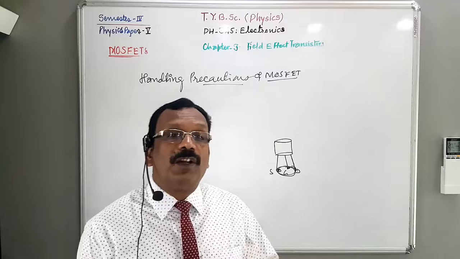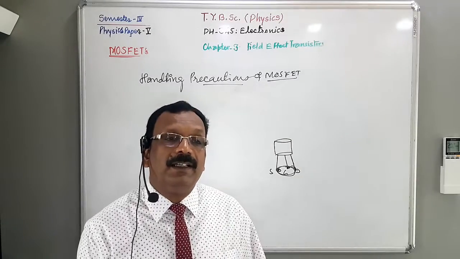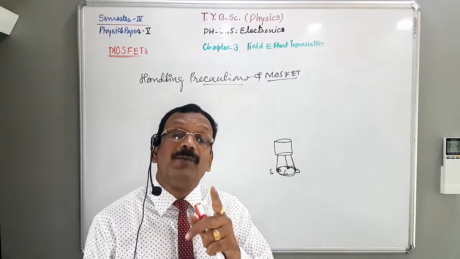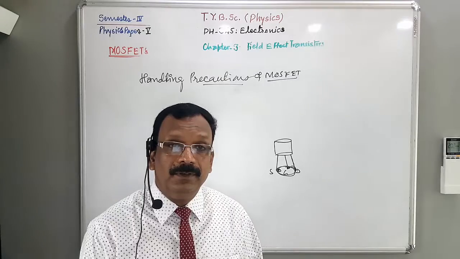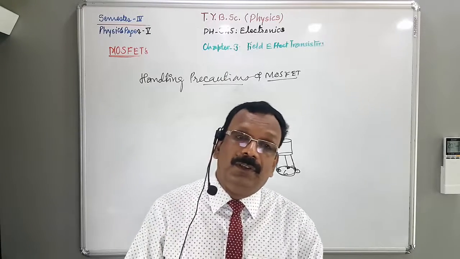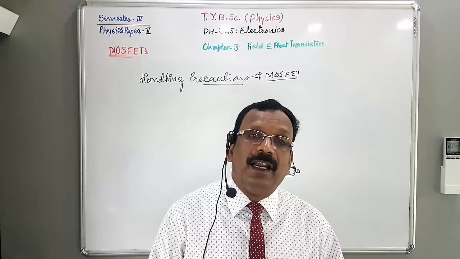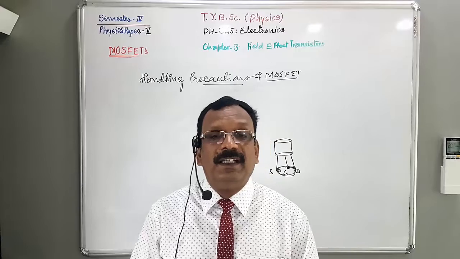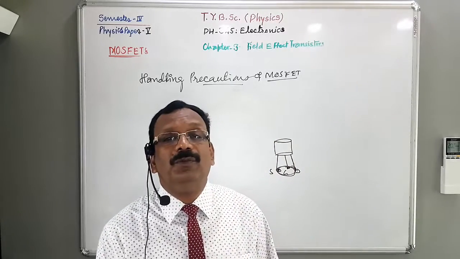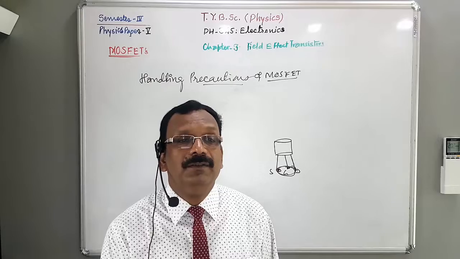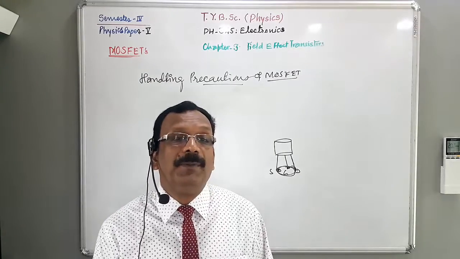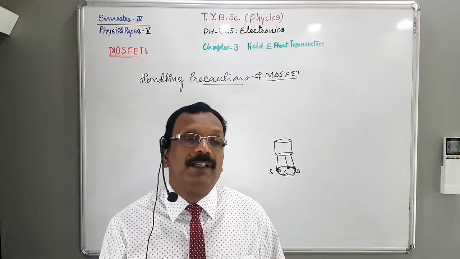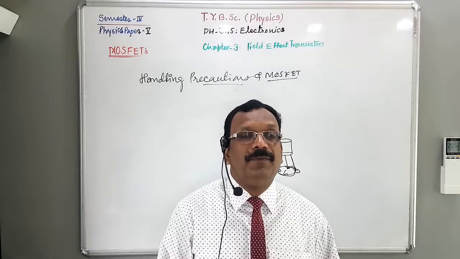The ring shorting the MOSFET should be removed at the time of soldering only. Suppose you are going to prepare some circuit, and when you solder the MOSFET in the circuit, at that time you have to remove the ring. Next precaution, MOSFET should be kept in a conducting system.